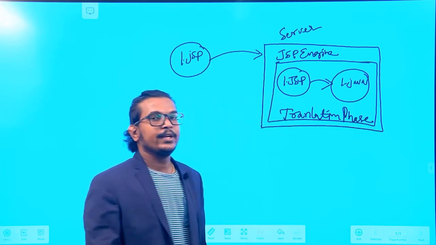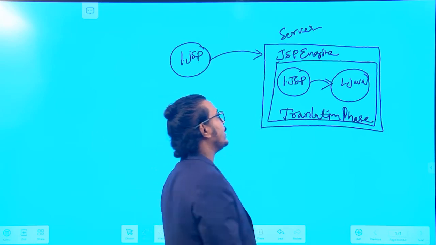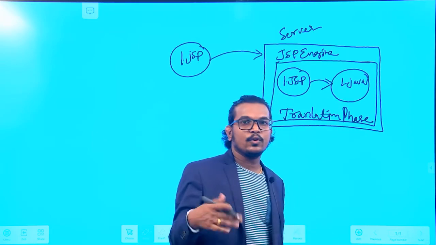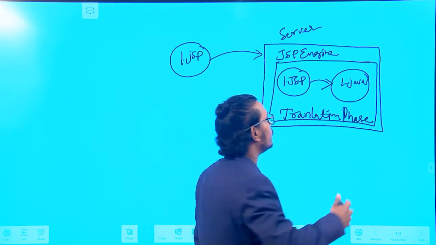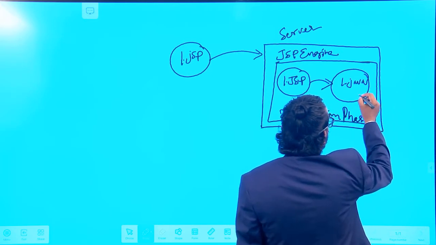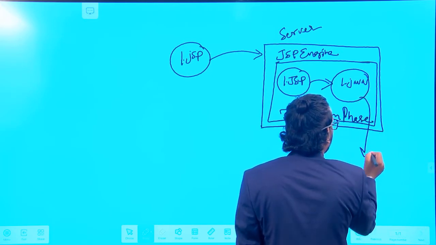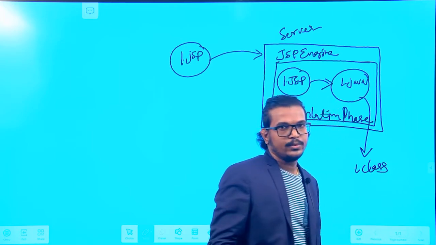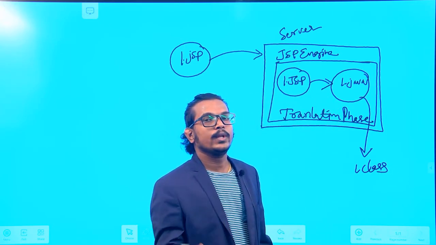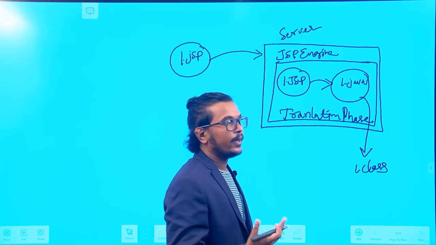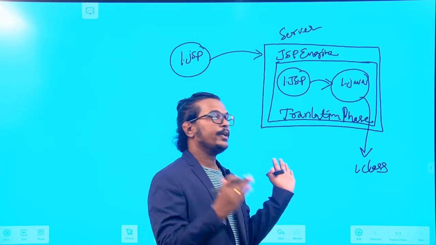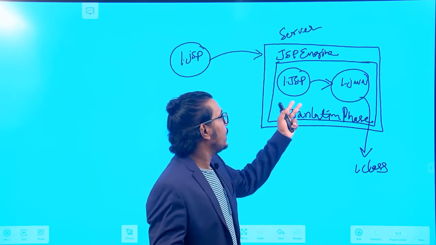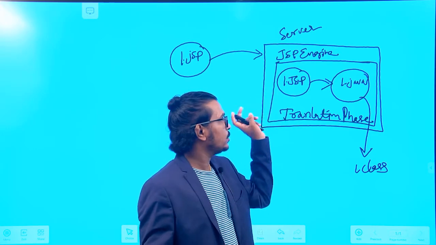Once your translation phase is done, we go for the compilation and the execution. For that, we convert this .java file into a .class file, or into the servlet object. Why are we converting the JSP file into a servlet?